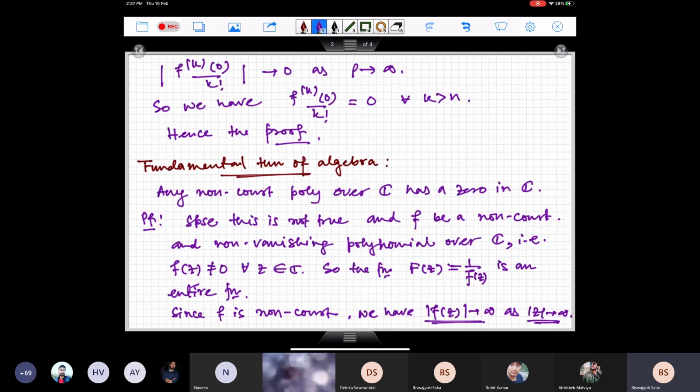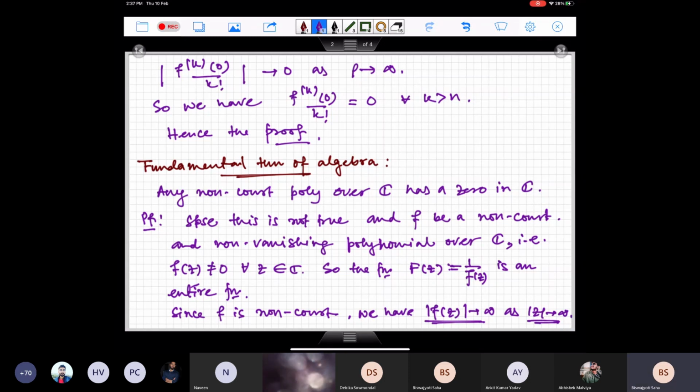Yeah. So the proof is very simple. Essentially, it uses nothing other than two observations: that bounded entire functions are constant, which is Liouville's theorem, and that for polynomials, mod of f of z goes to infinity as mod z tends to infinity. So this is one key property of the polynomials that we have used over here. Is it clear to all of you?